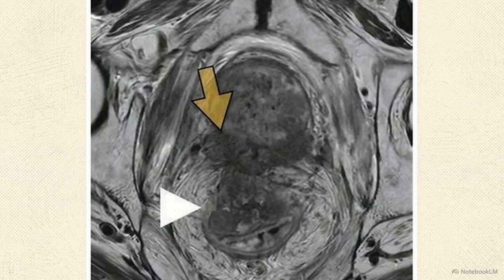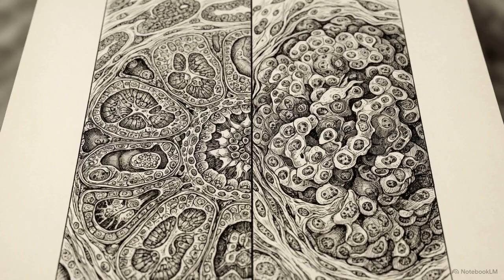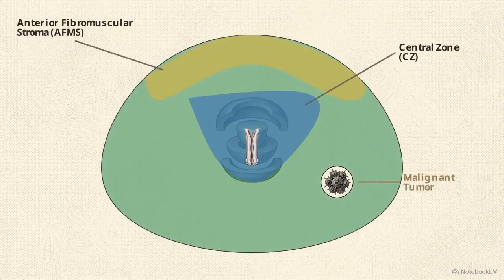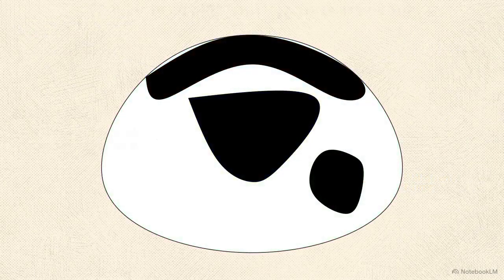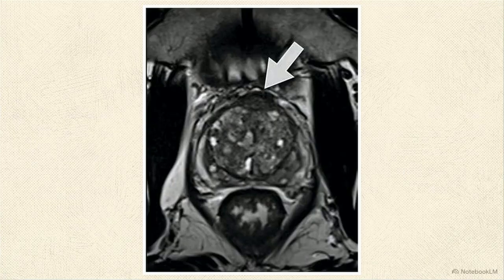Finally, we see unequivocal extraprostatic extension. The tumor has breached the fibromuscular boundary entirely, extending into the periprostatic fat and reaching the adjacent rectal wall. Assessing these margins requires high precision, because normal internal structures often mimic malignancy. Both the central zone and the anterior fibromuscular stroma are naturally dense and appear dark on T2-weighted imaging, appearing exactly like a tumor. This MRI demonstrates a dangerous diagnostic trap.